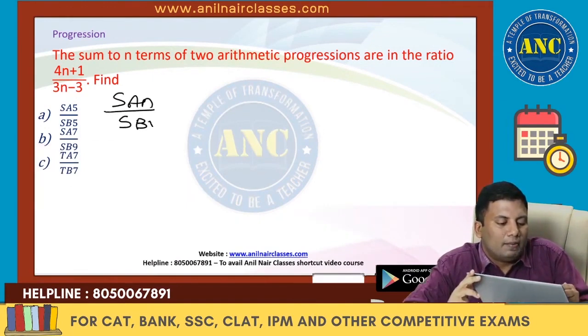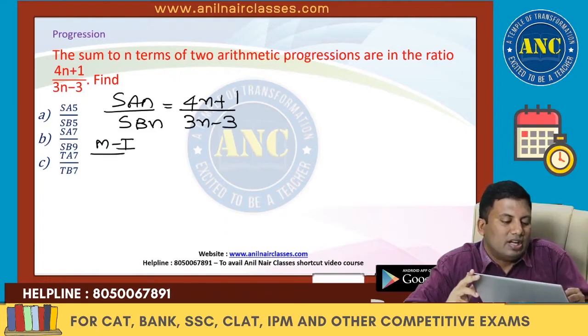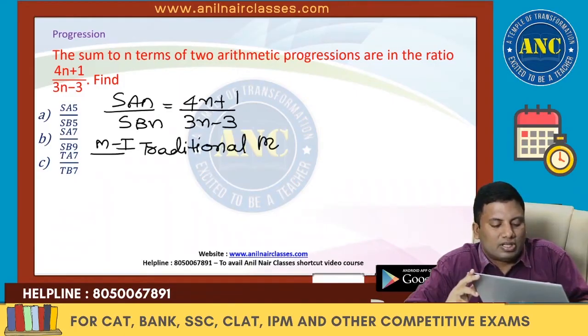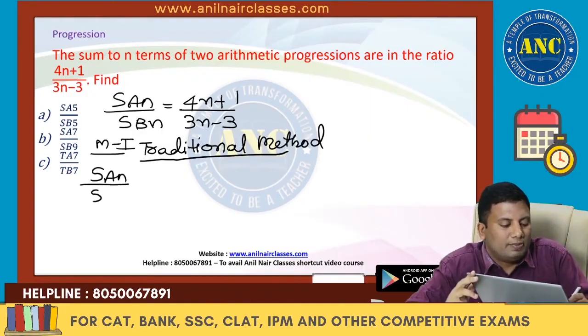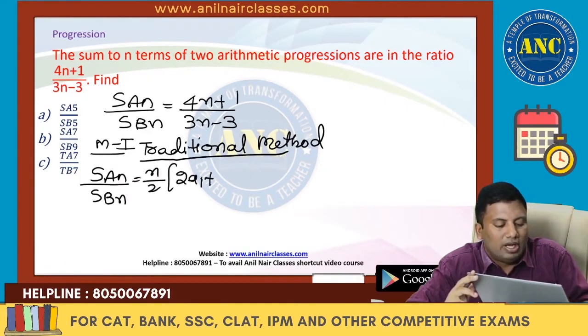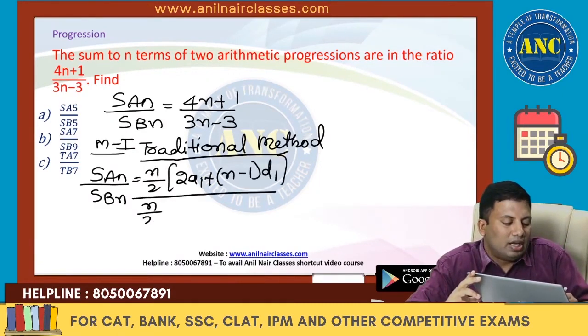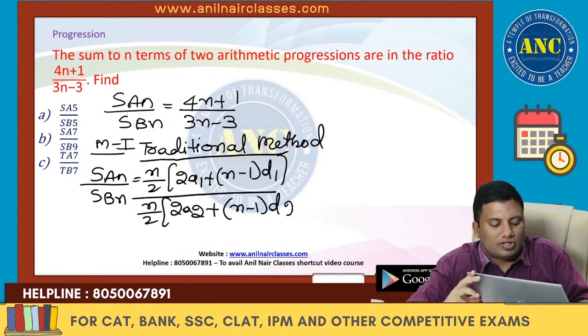S_A_n by S_B_n is (4n plus 1) divided by (3n minus 3). First the traditional method, then I will discuss Anil Nair's method. This is how most students will solve it. S_A_n by S_B_n is n by 2 into (2A1 plus (n minus 1) into D1) divided by n by 2 into (2A2 plus (n minus 1) into D2).